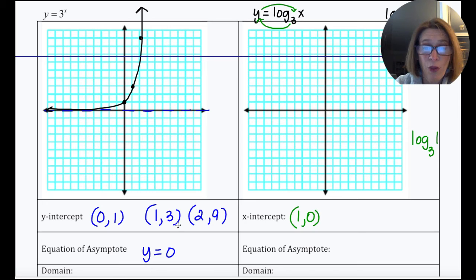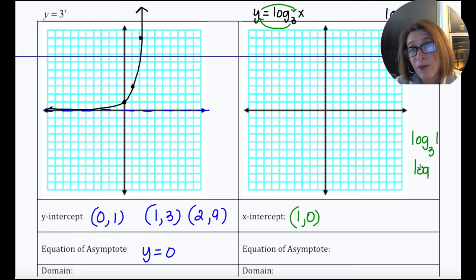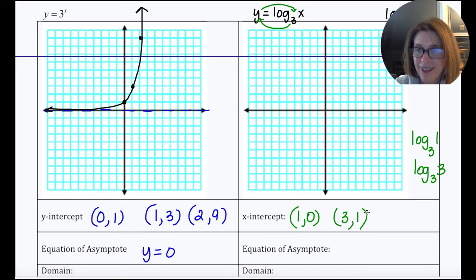All right, let's try that other point. We know that we can flip it around and it'd be 3, 1. Well, let's evaluate the log. Log base 3 of 3, right? Because if we flipped it, we know we're going to get 3, 1. 3 to what power gives you 3? The number 1. All right, I hope this is coming together for you now.